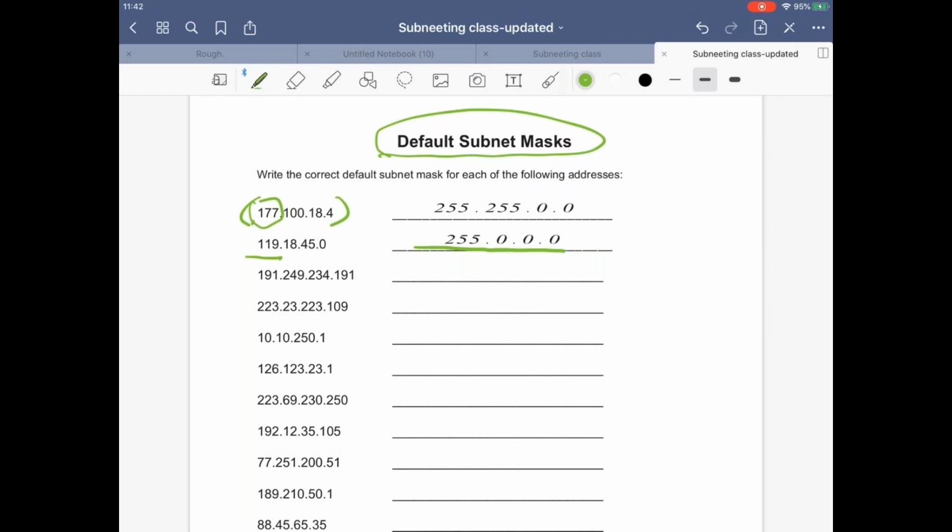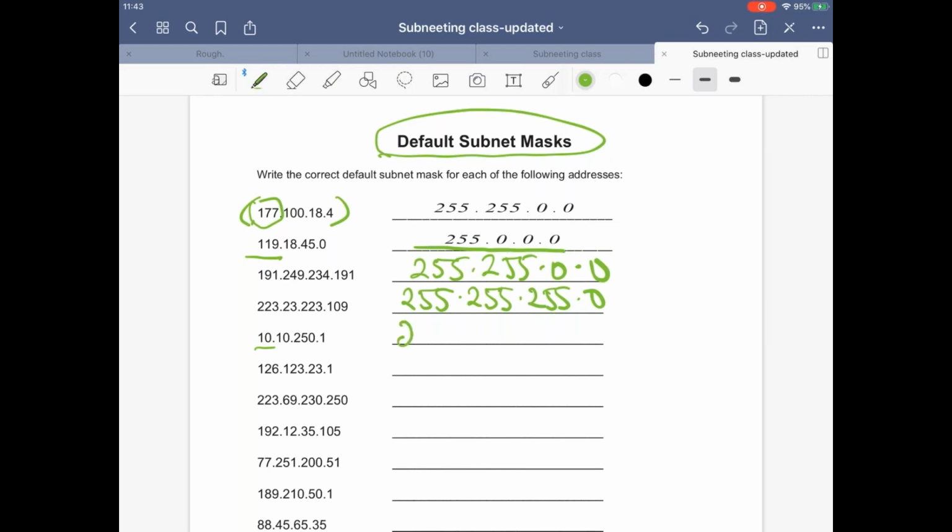The third one is class B. 128 to 191 is class B. So it is 255.255.0.0. 223 dot, this is class C. So for class C, as you told me yesterday, it is 255.255.255.0. Correct.